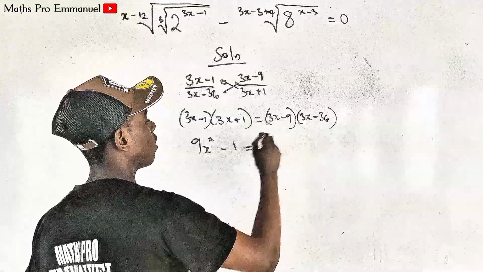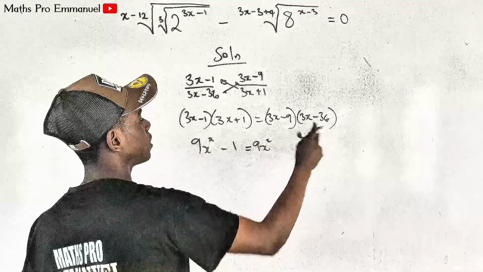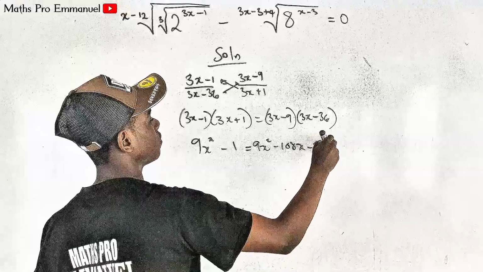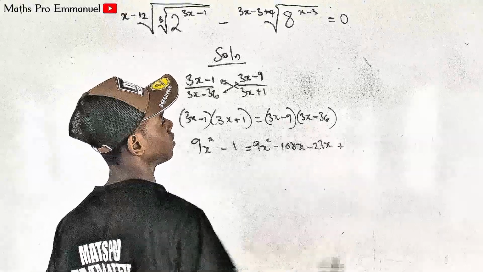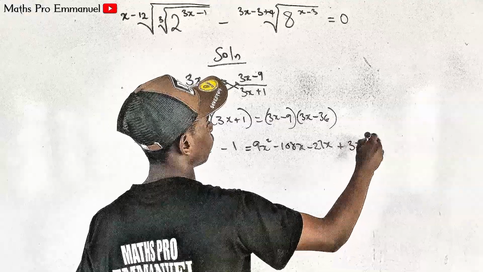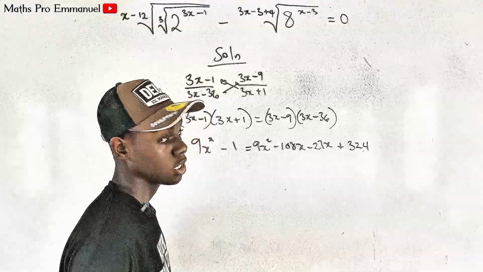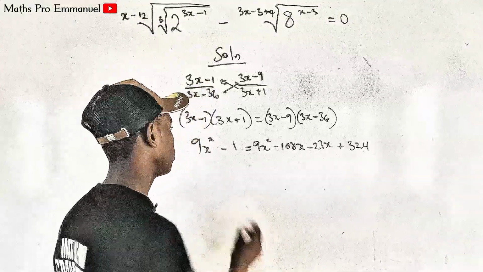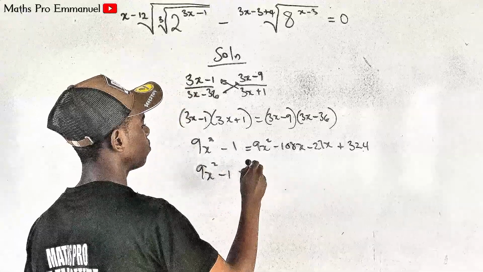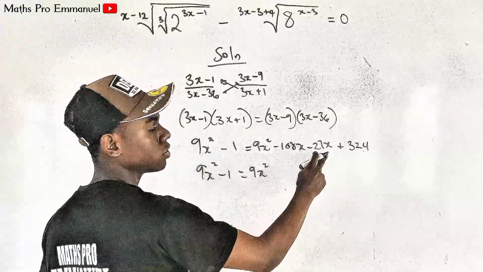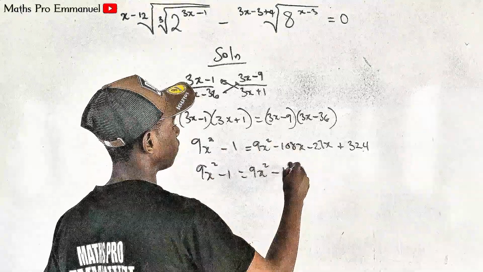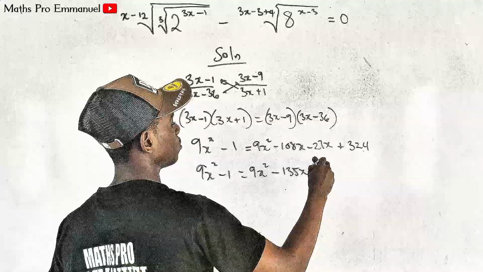This times this, I'll have 9x squared. This times this, I'll have 108x. This times this, I'll have minus 27x. Then this times this, 9 times 36, I'll have 324. So now if I simplify, I'll have 9x squared minus 1 will be equal to 9x squared minus 108x minus 27x, which is minus 135x, plus 324.